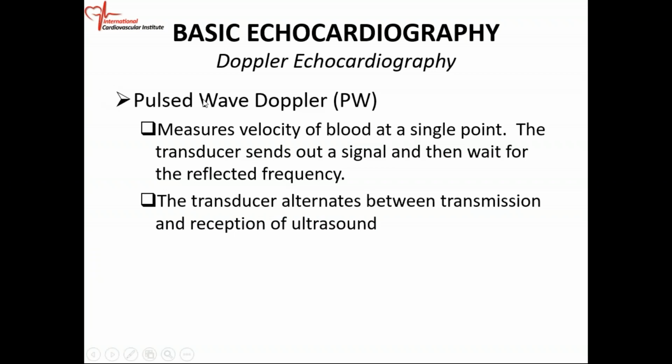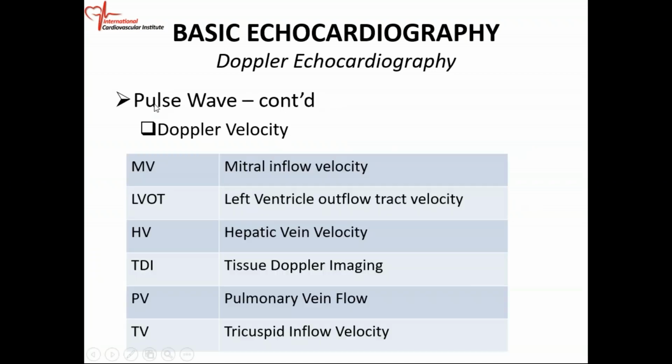So pulse wave Doppler measures velocity of blood flow at a single point. The transducer sends out a signal and then waits for the reflected frequency. The transducer is alternating between transmission and reception of the ultrasound wave. The limitation of pulse wave Doppler is the velocity.